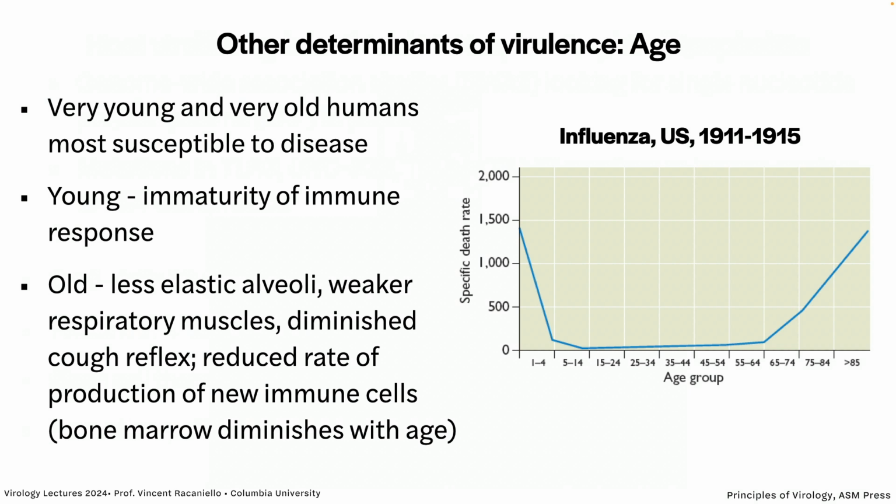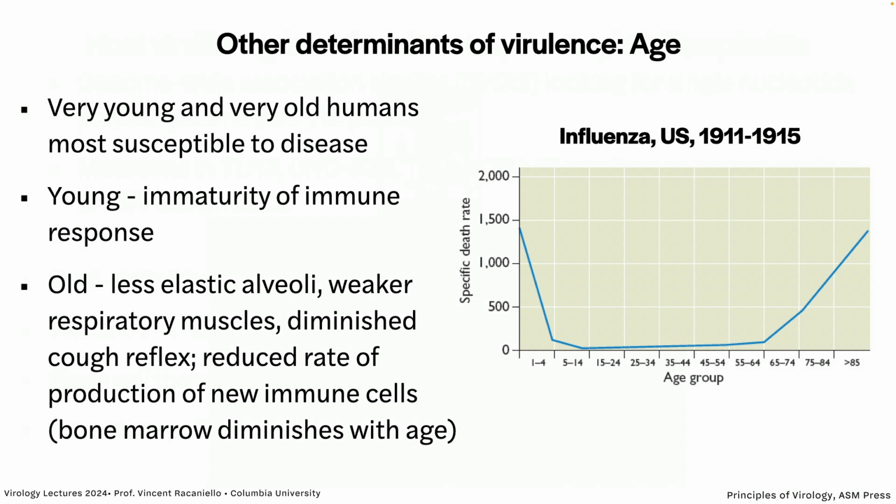So why is this? Well, we think very young and very old humans can be most susceptible to disease. Not always the younger ones, it depends. But in this case, we think the young are susceptible because they don't have a good immune response, perhaps, and they can't deal with infection. And then the older people, well, this is a respiratory infection. Their alveoli are less elastic, and therefore, if they're compromised by infection, they don't function well. They have weak respiratory muscles, so they can't compensate for virus in the lung, diminished cough reflex. They don't produce immune cells as well.